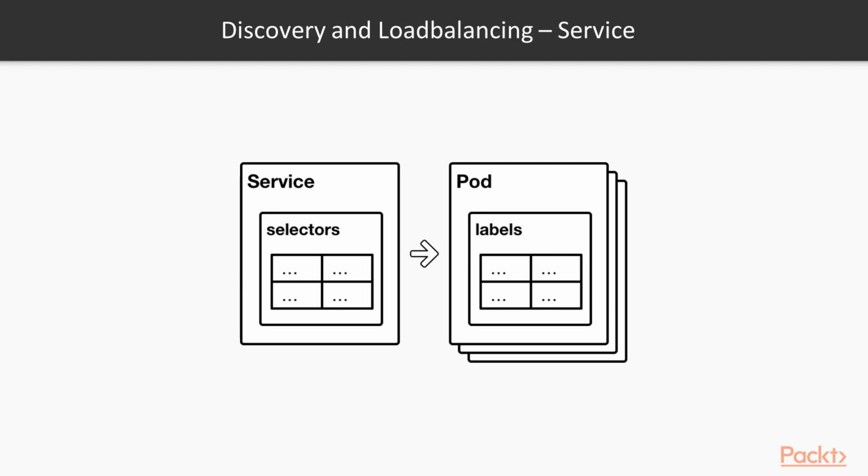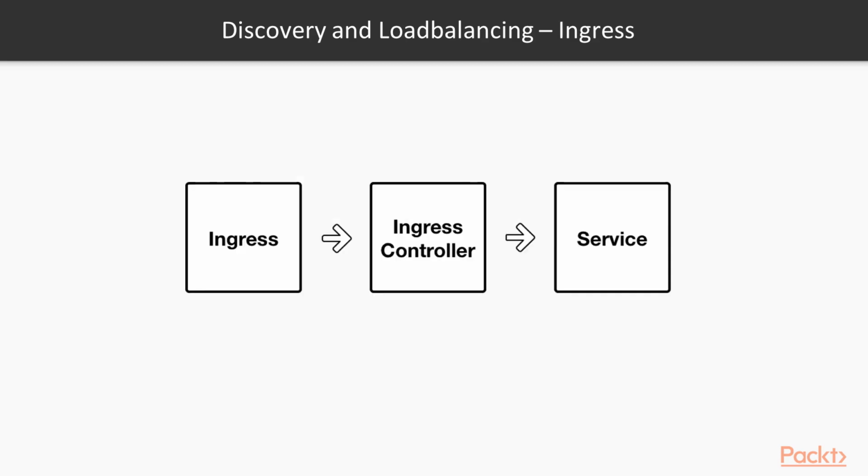So services are great for communication within the cluster, but how do you actually make a service within the cluster available externally? Well, that's where the ingress resource comes in. An ingress resource configures HTTP rules for services so that they're accessible outside the cluster using what's called an ingress controller. I'm going to go into a lot more detail about that later.